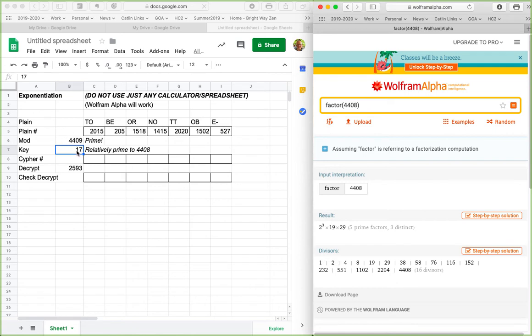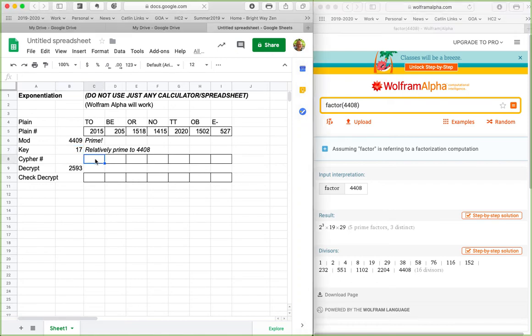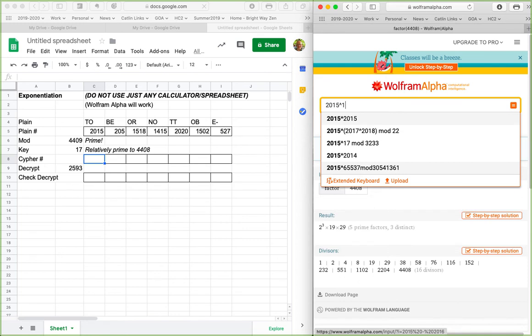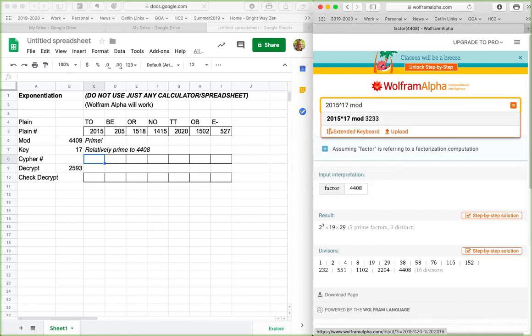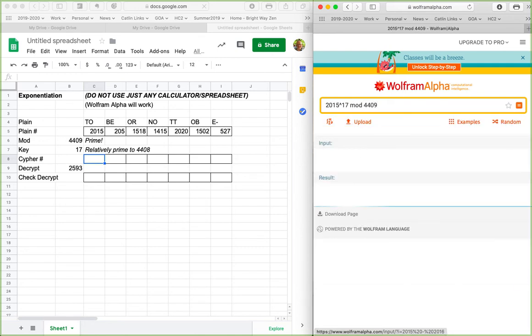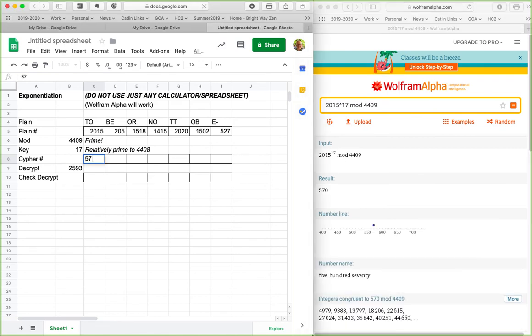Here's our mod. Here's our 17. And here's our key. So how are we going to go ahead and find this number right here, the cipher number? Well, we're going to take the original plain number, 2015, and raise it to the 17th power mod 4409. Okay. So I'm going to come up here and again use Wolfram Alpha. I'm not going to use the background in the spreadsheet, that mod thing, and I'm going to get 2015 to the 17th mod 4409. Looks like somebody did it in a different mod. Let's do it in the background, and I'm going to go ahead and put 570 here.